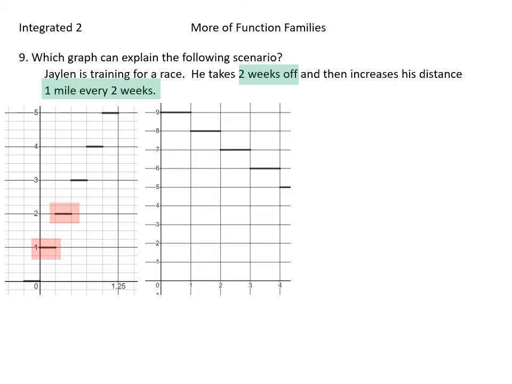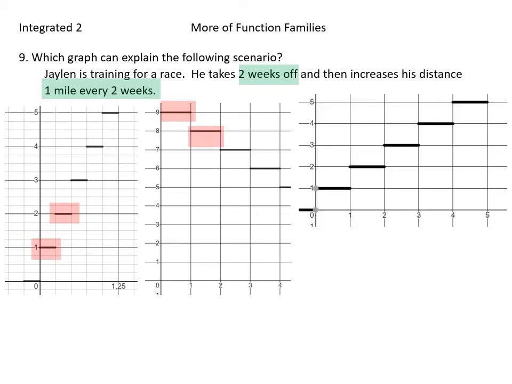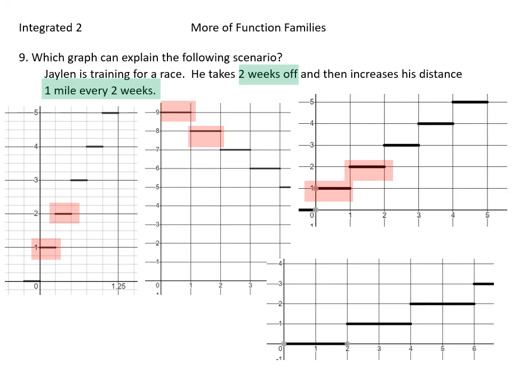Second one, for the first week, he's running 9 miles, not 0 miles. And then he's dropping a mile each week. So that doesn't work. The third one, for the first week, he's running a mile. He took 2 weeks off, and then every week after that, he's increasing a mile. So that doesn't work.